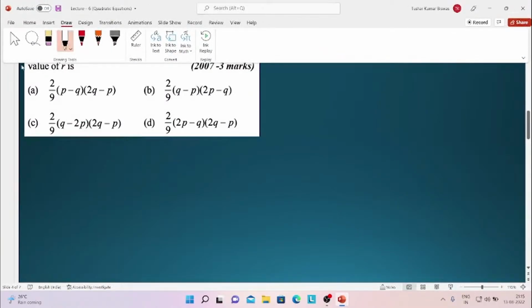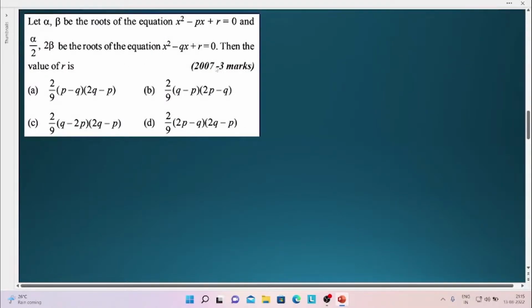This is also a very important question which was asked in JEE Mains 2007, and the marks you can see is 3 marks. So the question says, let alpha comma beta be the roots of the quadratic equation x square minus px plus r equals to 0. So the given quadratic equation is x square minus px plus r equals 0, and it says that alpha comma beta are the roots of the quadratic equation.